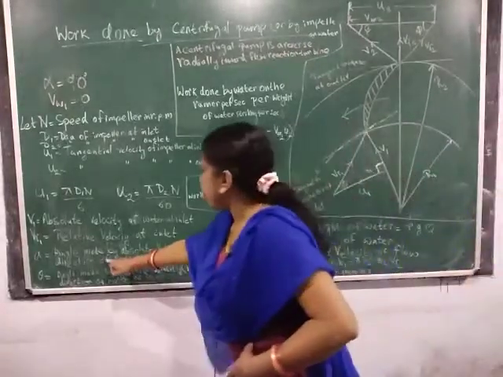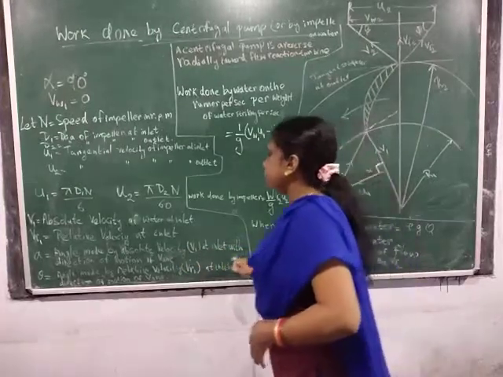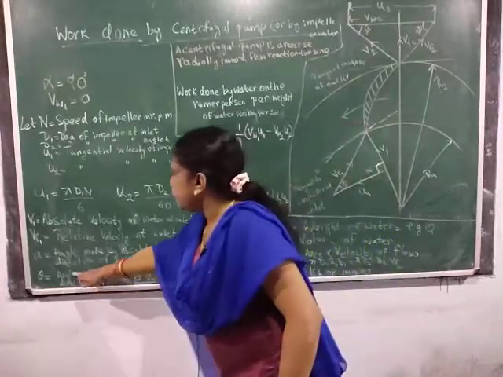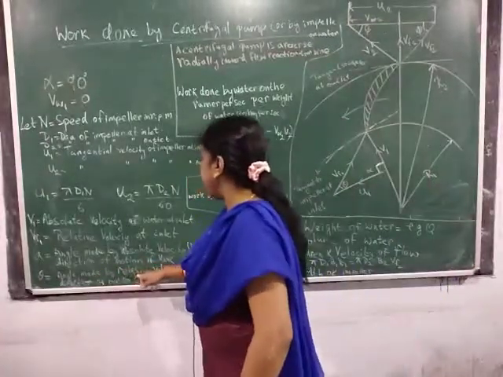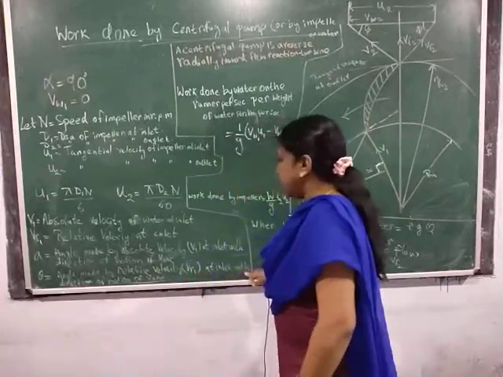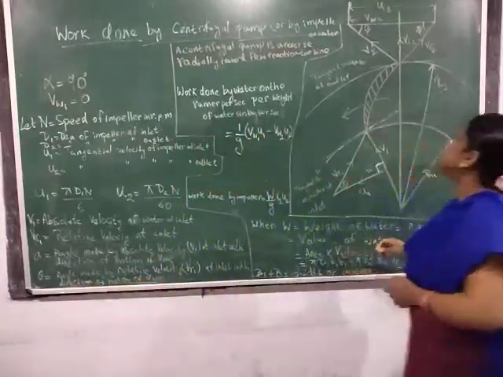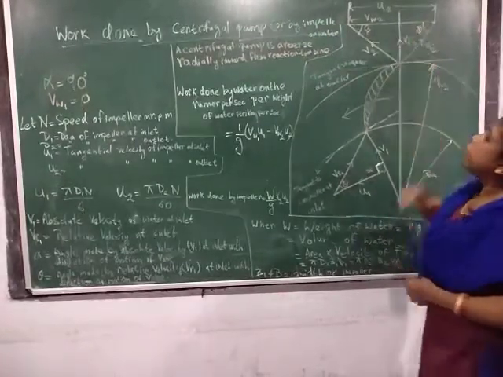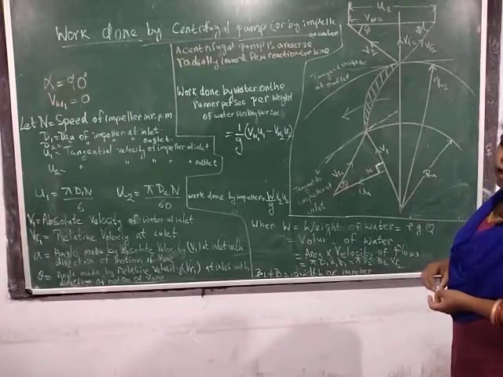Alpha is the angle made by the absolute velocity V1 at inlet with the direction of motion of the vane. Similarly, theta is the angle made by the relative velocity Vr1 at the inlet with the direction of motion of the vane. Next, similarly V2, Vf2, Vw2, U2 are the corresponding velocities and values at outlet.